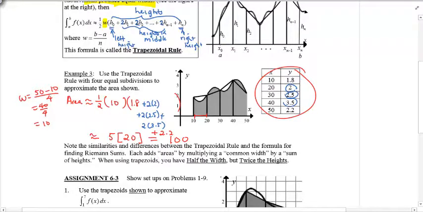So note the similarities and differences between the trapezoid rule and the formula for finding Riemann sums. The idea, once again, is you're adding areas by multiplying a common width by a sum of the heights. It's just when you're using trapezoids, you have half the width, but twice the height.